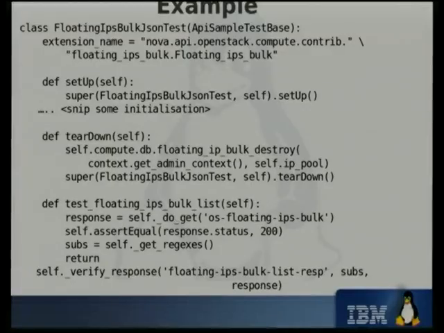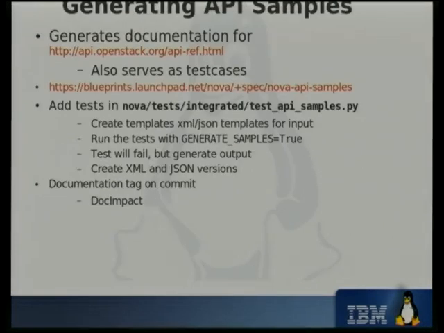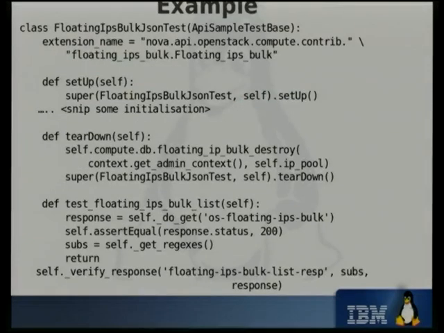Just another quick example. Again, you can see it looks very much like your standard kind of unit test. You add it to, I think on the previous page, there was a test API samples. All of these tests for the documentation go into the same file. So basically just add your class test there. There's a standard setup, tear down. This is a simple example of a get.